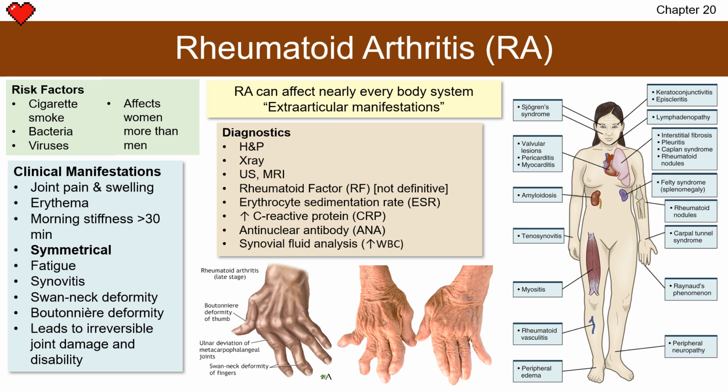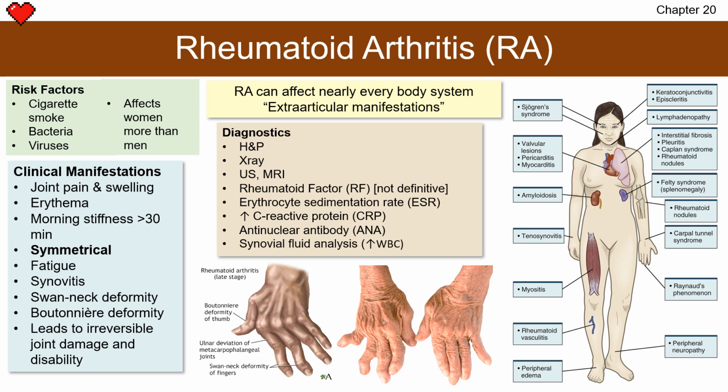This RA is known for two deformities, the swan neck deformity pictured here and the boutonniere deformity. So when you hear those terms, then you know we're talking about RA. And this happens over time in the late stages of rheumatoid arthritis. This condition leads to irreversible joint damage and disabilities. So we want to make sure we slow this down and identify it early.